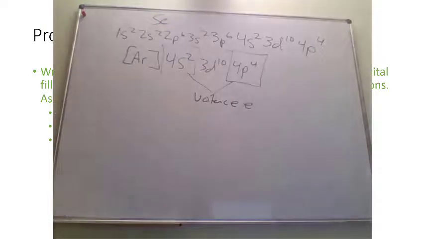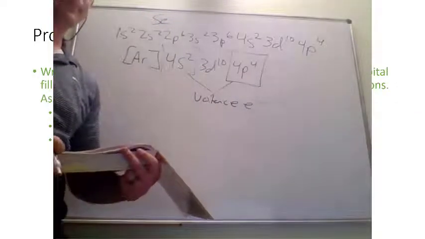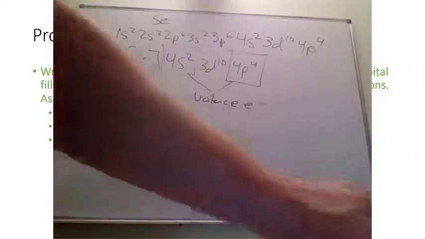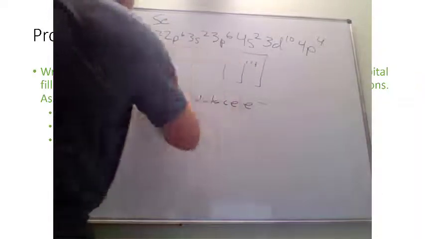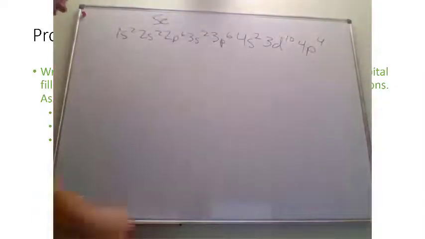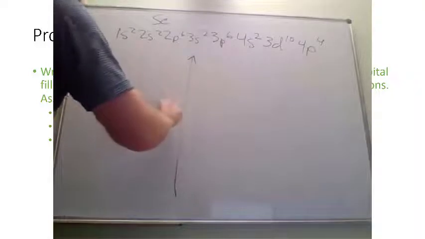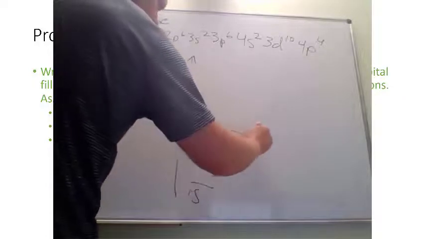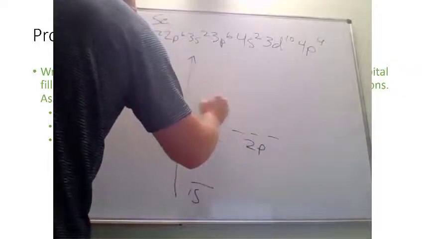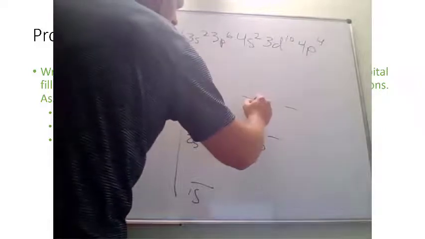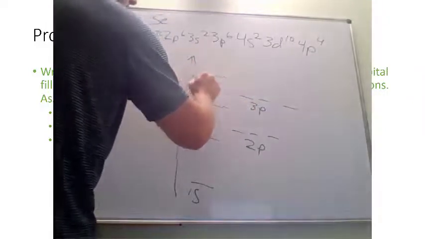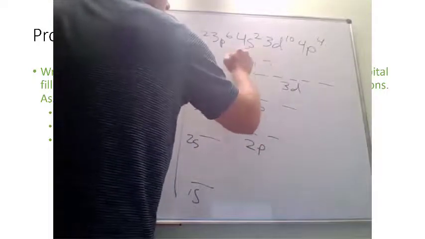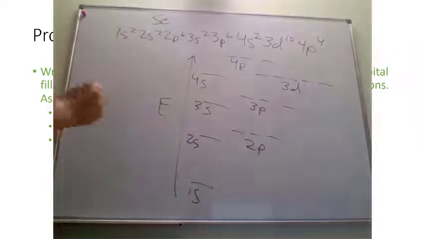Okay, so those would be our valence electrons. And if we write our orbital filling diagram for this, we draw our energy scale. We have our 1s, 2s, 1, 2, 3 for 2p, 3s, 1, 2, 3 for 3p, 4s, and then 1, 2, 3, 4, 5 for 3d, and then 1, 2, 3 for 4p. And yeah, we'll fill up from the bottom.